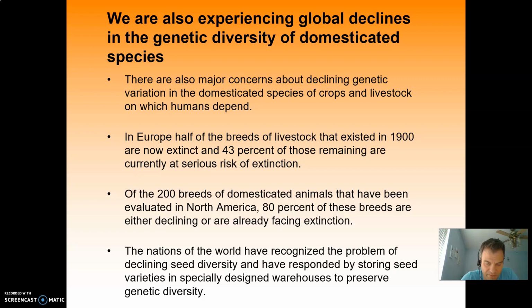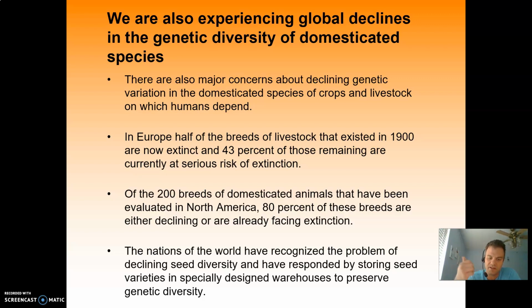The nations of the world have recognized this as a problem, and the problem is not only in livestock, but in plants. And so we've seen seed diversity go down because of the same thing. The same thing that has happened with animals has happened with plants. We grow crops and we find the best tasting one and we want everything to be like that. So we only grow one genetic variety of the crop.